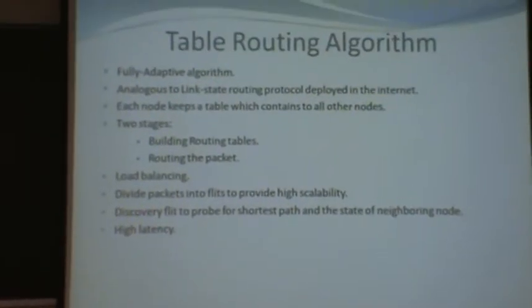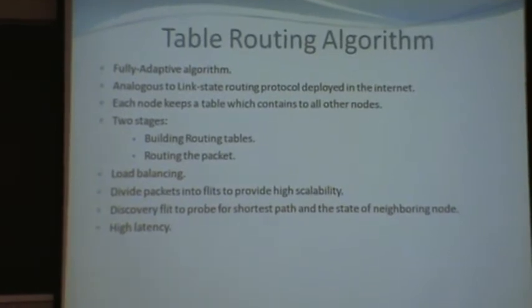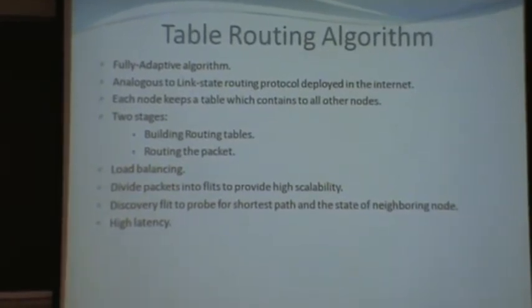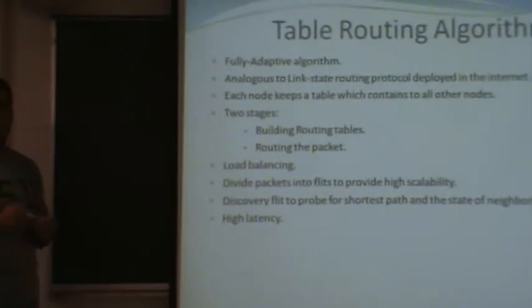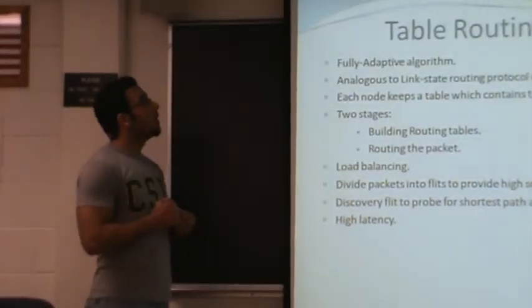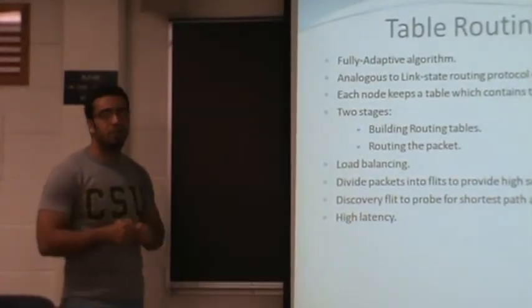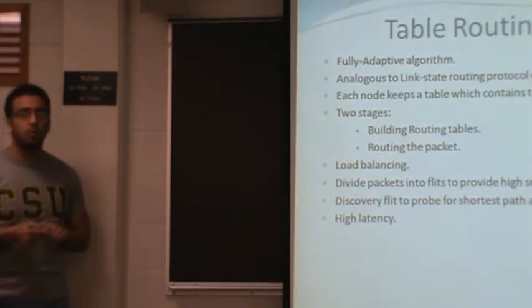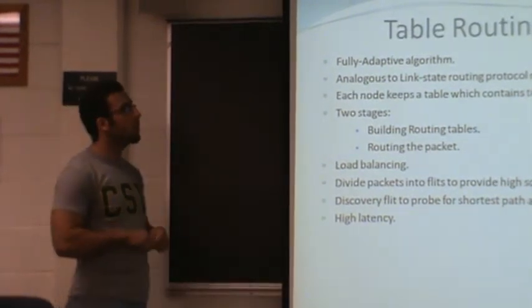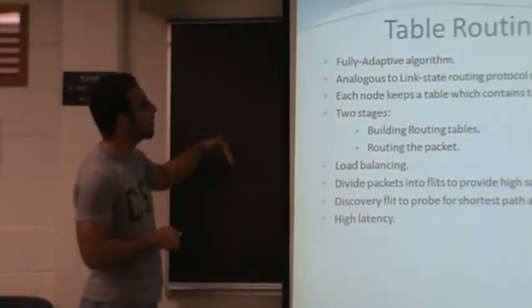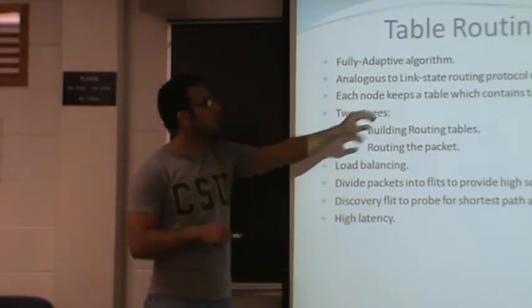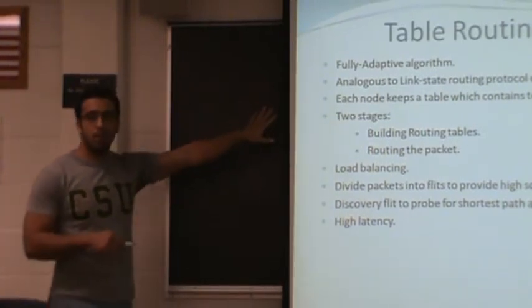The final algorithm that we will take a look at is the table routing algorithm, which is a fully adaptive algorithm, which means that anytime we have a problem or a fault, we will fully go and route around that fault. It's analogous to link state, and it's also analogous to the source routing algorithm.